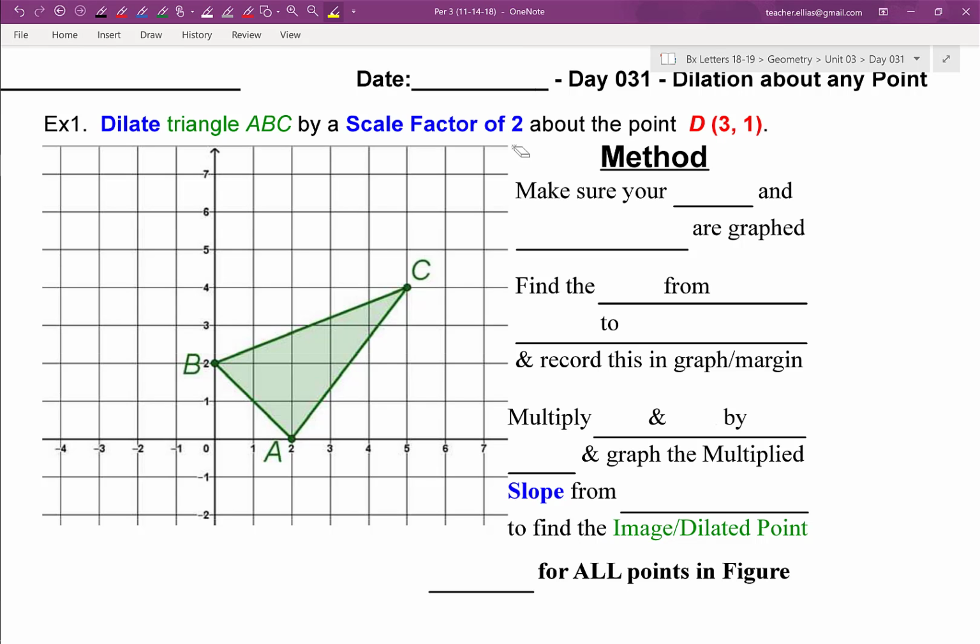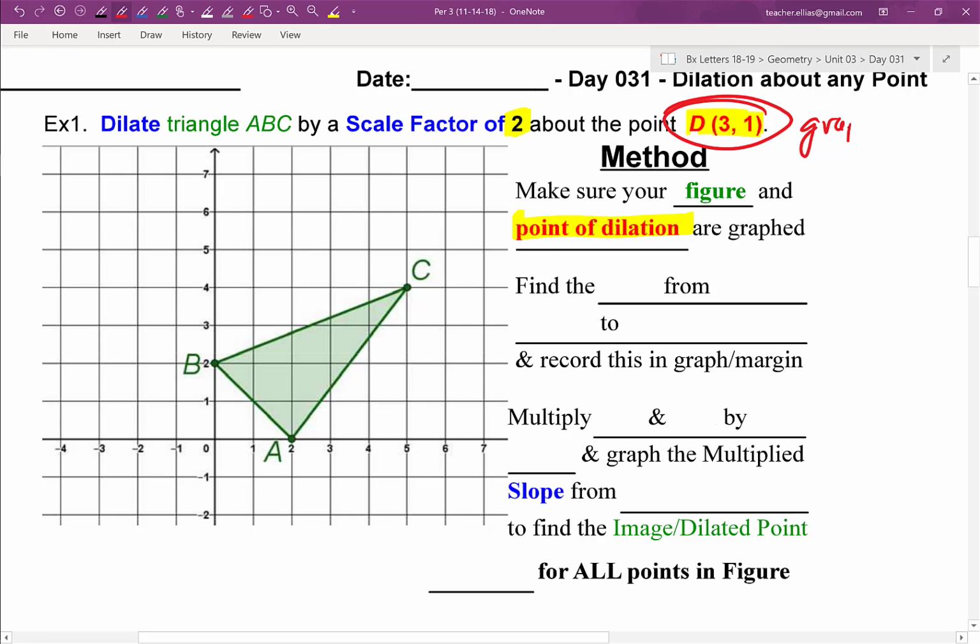So what's important when you read that? What's the stuff that's jumping out at you? And what else? Yeah, point D. Those are the things you need for a dilation. So we need to make sure our figure is graphed. And what else needs to be in that graph? The point of dilation. That is super important. So we're immediately going to graph that. You start at the origin, and it's over 3, up 1. This is the point of dilation. That is where we're starting.